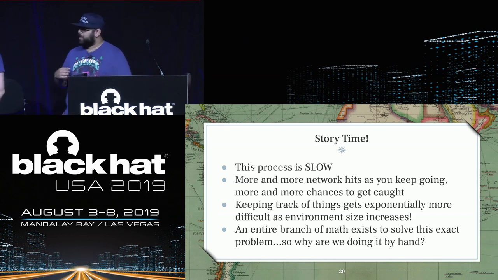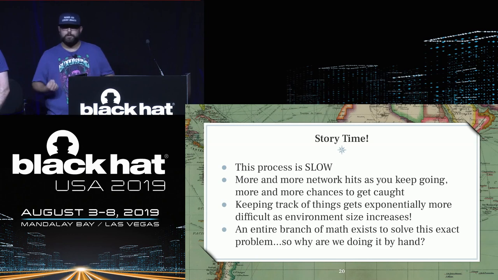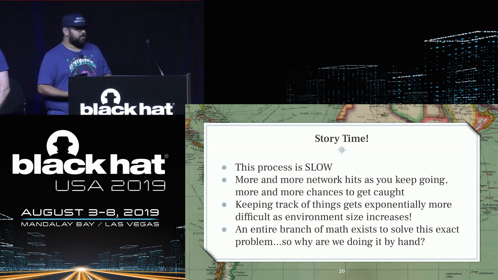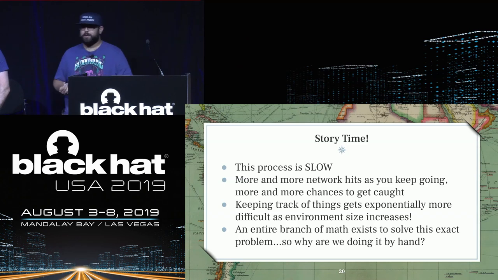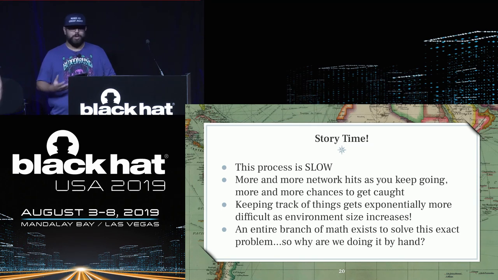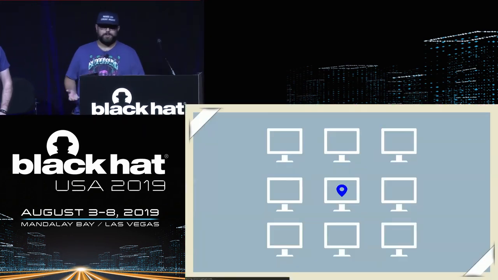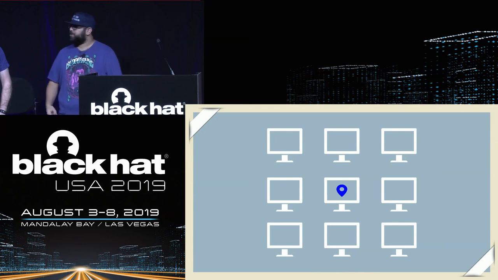And as you get bigger and bigger networks, keeping track of what you're enumerating gets harder and harder. We used to try and solve this by using Excel pivot tables, which is like the worst thing you can possibly touch. So we wanted to do it better. And as it just so happens, an entire branch of math that we all fell asleep during in math class exists to solve this problem. So why are we doing this ourselves? So let's do it the new way.